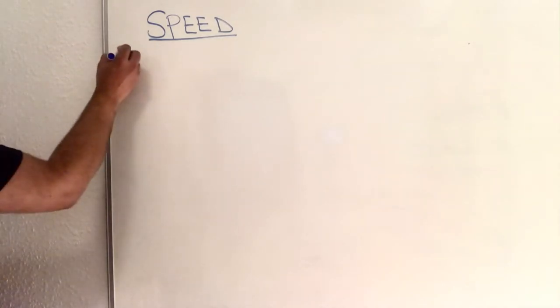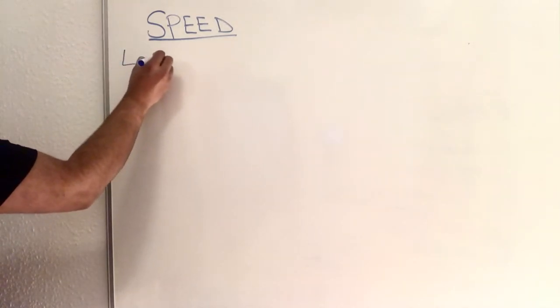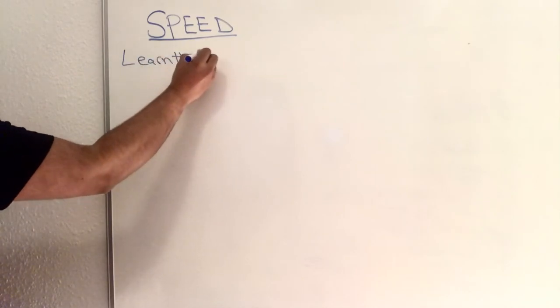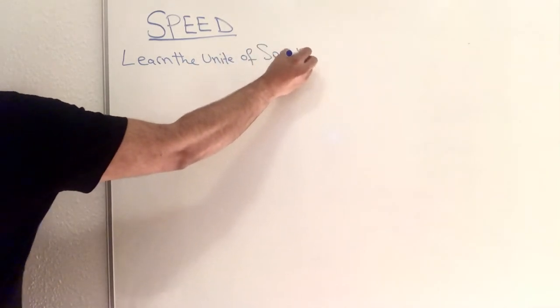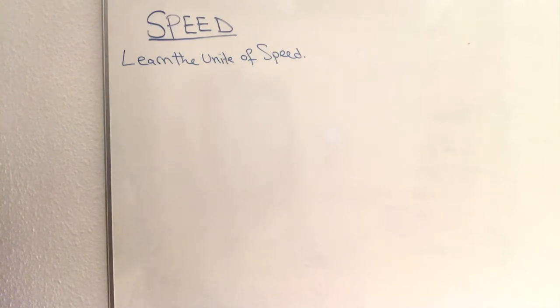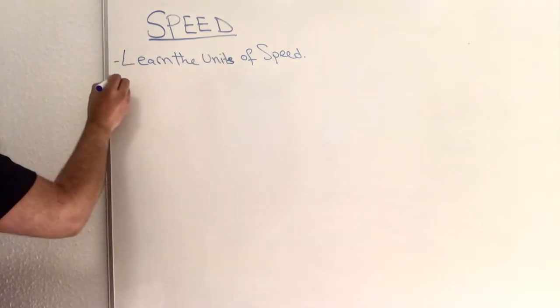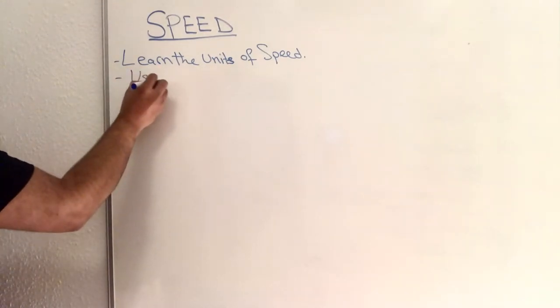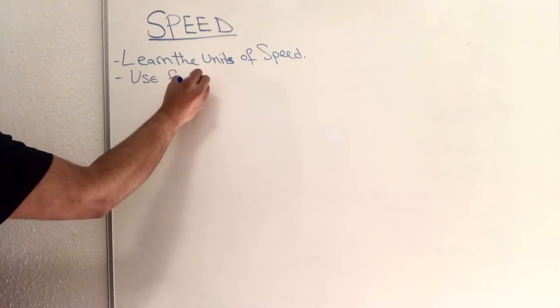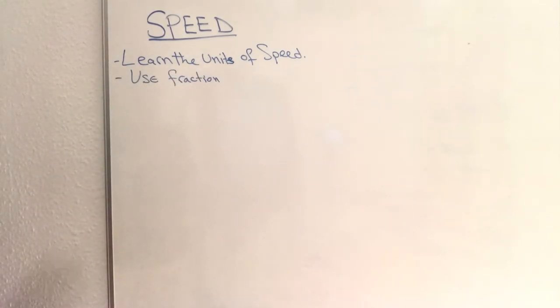So in the first one we have to work out the speed units, learn the units of speed. So that's the first thing. Learn the units of speed, and the second thing, we will use fraction form because we are using fractions to define the relation between our speed and our time.